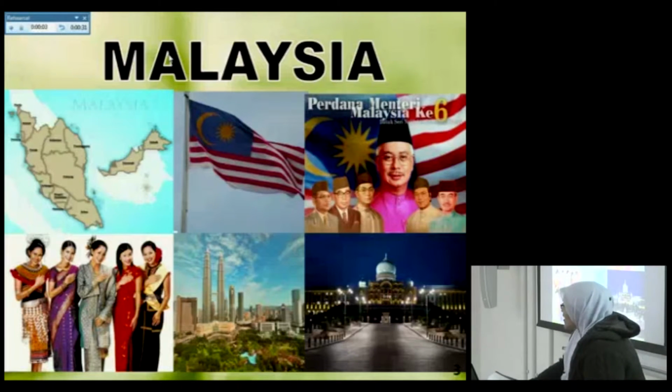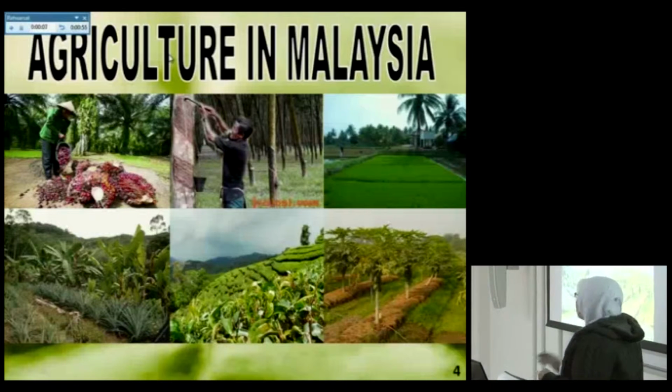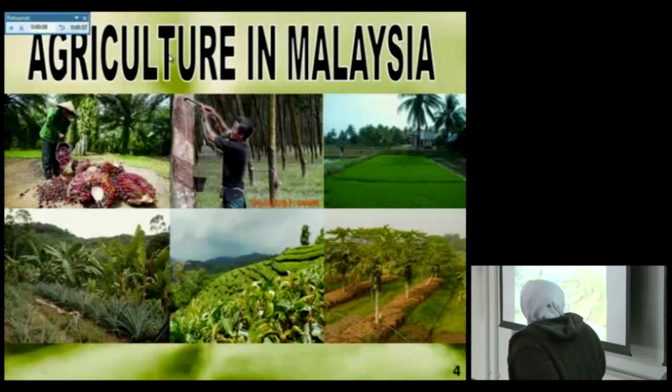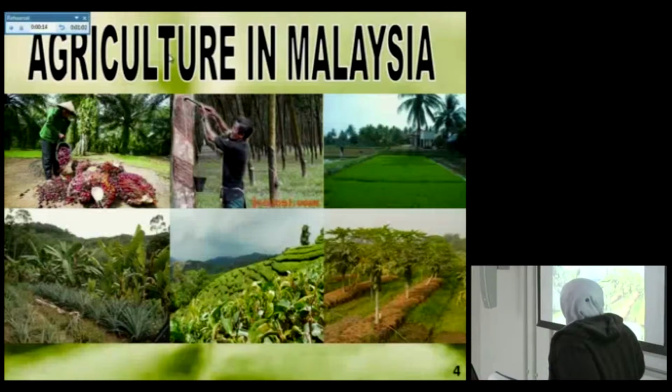Okay, this is my country. I came from Malaysia. Since 1957, we have had 6 prime ministers until today. In Malaysia, we have a lot of communities or ethnic groups, but here we can see the 5 main ethnic groups in Malaysia. This is some of the agricultural products that we have in our country. The first one is palm oil, rubber, paddy, pineapple and banana, tea, and also papaya.